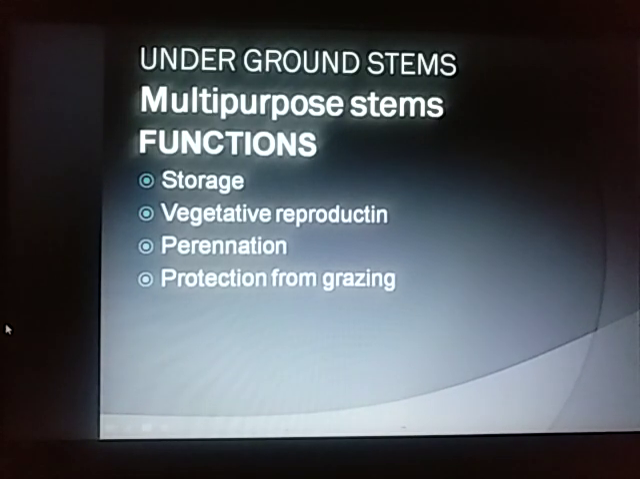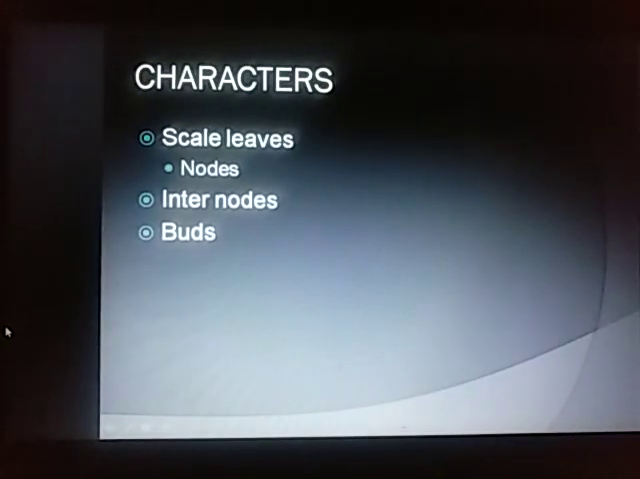The stem grows below the surface of the soil and gets modified. What is the purpose? They help in the storage of food materials. They help in vegetative reproduction. They overcome the unfavorable conditions. They get themselves protected from the grazing animals, and hence these are called multi-purpose stem modifications. That is, the underground stem modifications are.